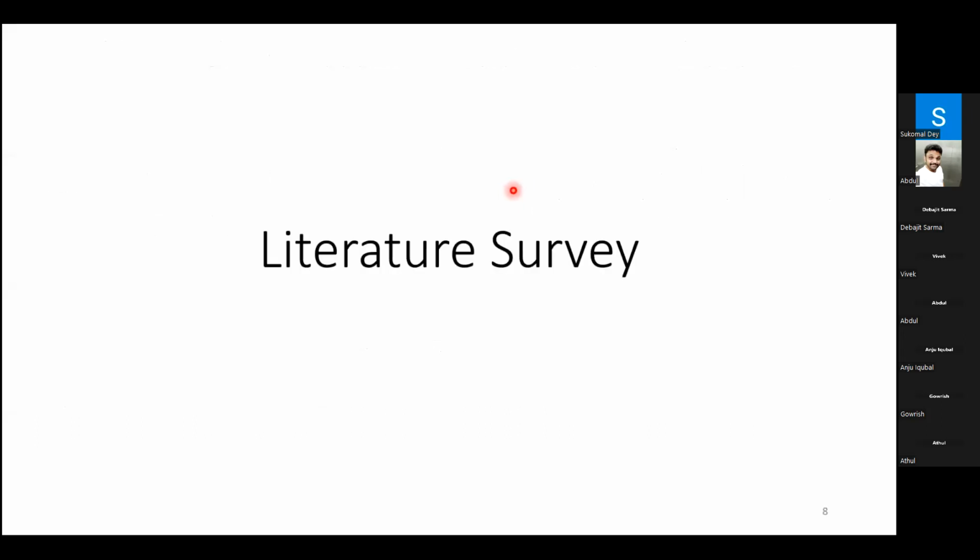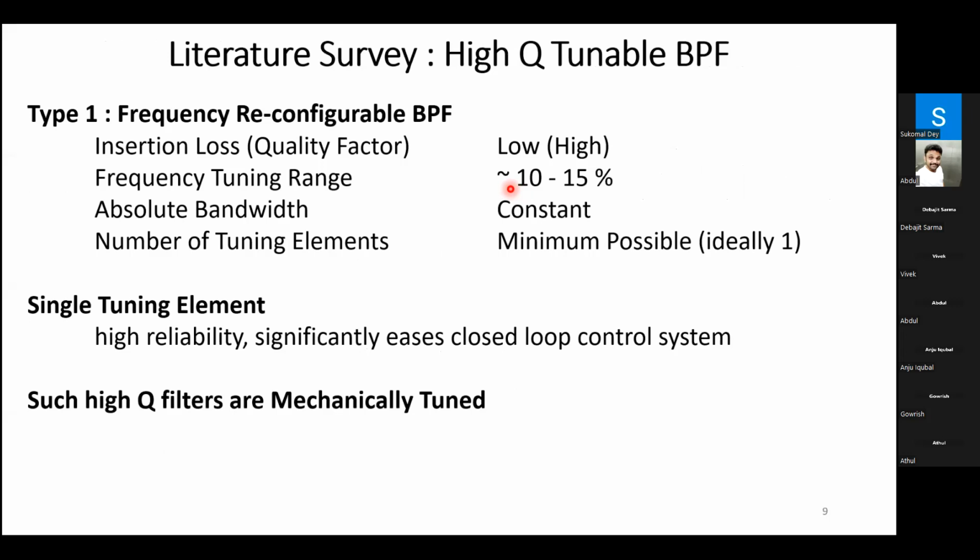So we made an exhaustive literature survey. What were we focusing on when we were doing the literature survey? We were focusing on high quality factor tunable bandpass filters, because the insertion loss has to be low. The frequency tuning range should be around 15%, higher the better. But we were focusing on what was available in the market, which was around 15%. Absolute bandwidth has to remain constant over the tuning range.